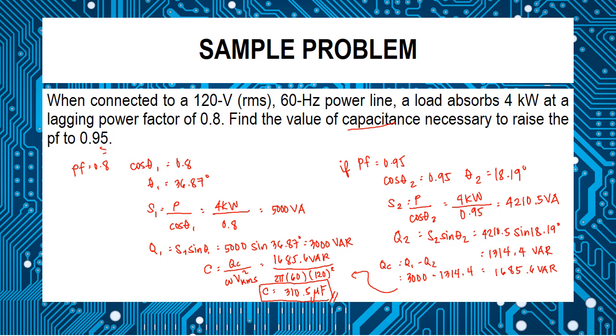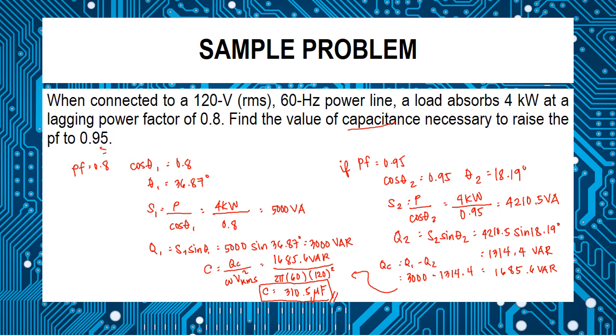And then, the new reactive power would be Q2 is equal to S2 sine theta 2. And S2 is equal to 4210.5 times sine 18.19 degrees. And this will be equal to 1314.4 var.